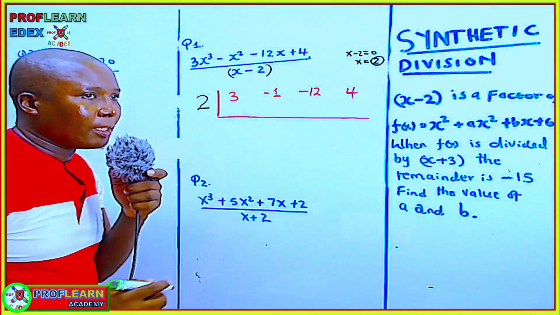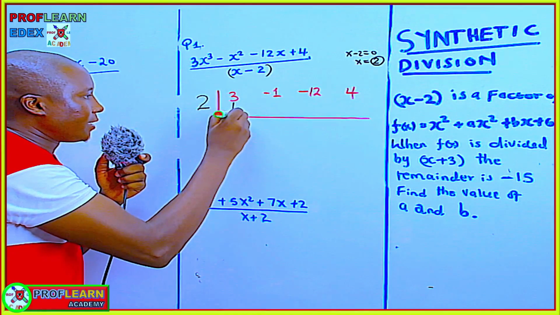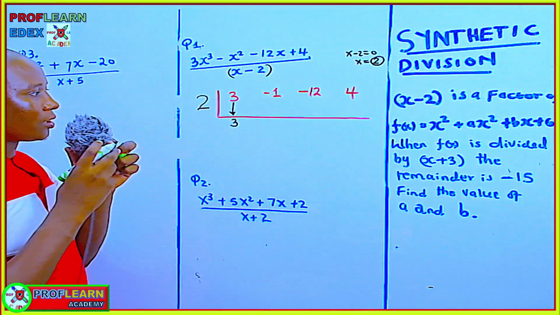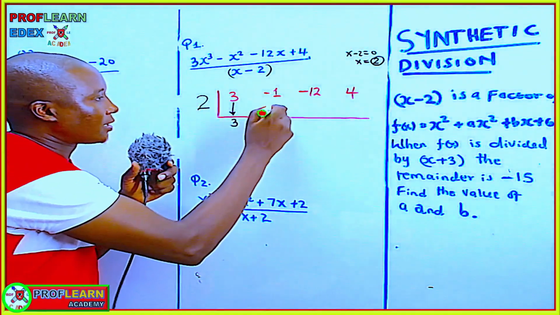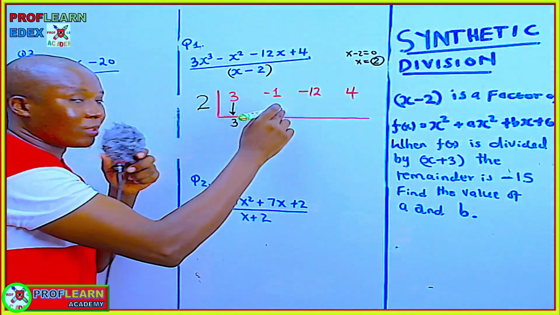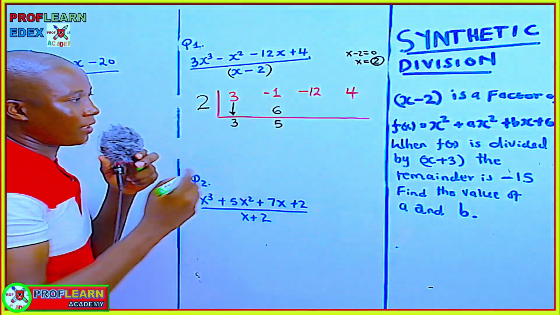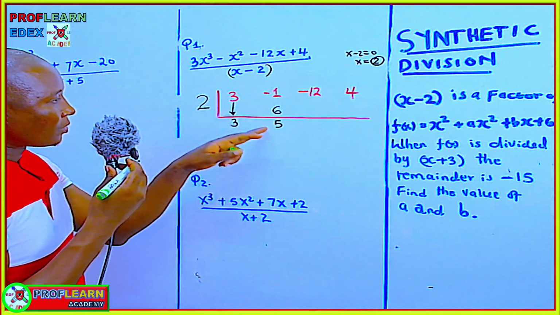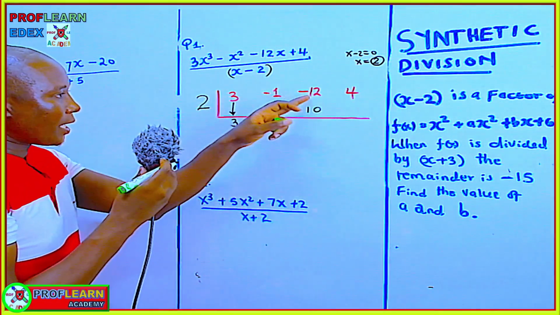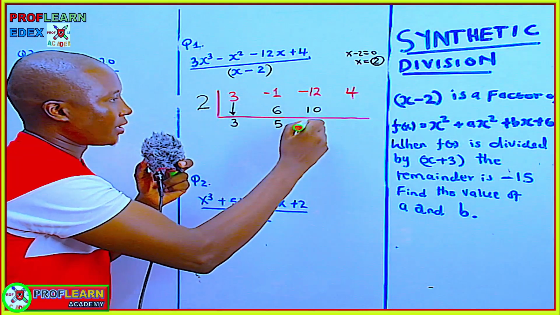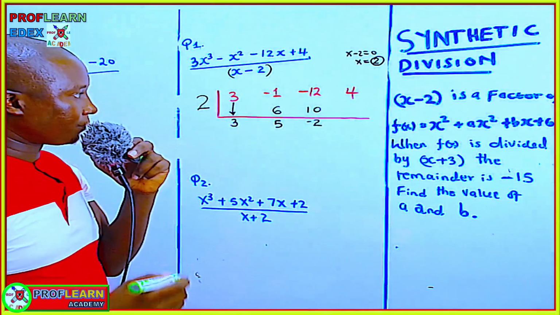Are we together? At that point, I'll expect you to pull this 3 down. We write it at this point. Then now we begin. 2 times 3 will give us 6. We write our 6 here. Then we add these two numbers together. -1 plus 6 will give us +5. Again, 2 times 5 will give us 10. And then now we add these two numbers, which is going to give us -2 at that given point.